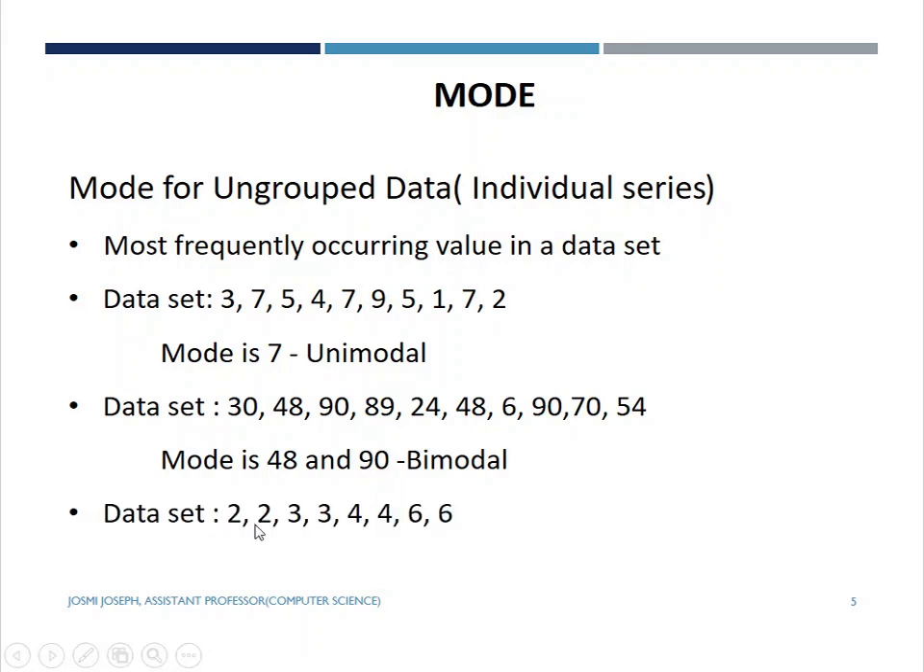Another data set: 2, 2, 3, 3, 4, 4 and 6, 6. Each data element is occurring twice here. We don't have any mode here because all the elements have the same frequency. So this has no mode.